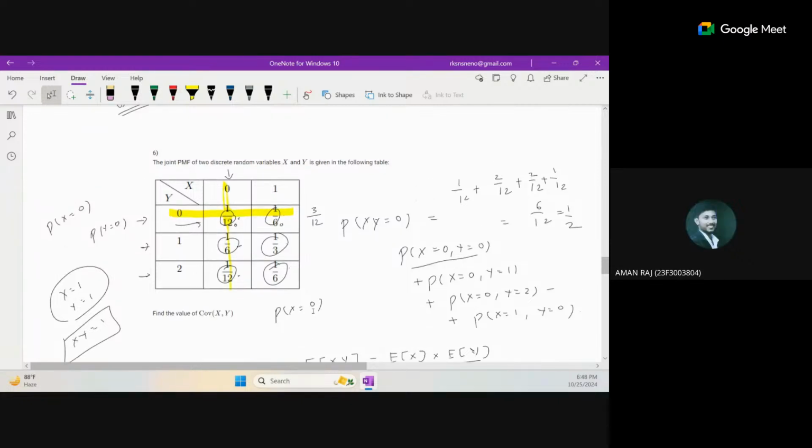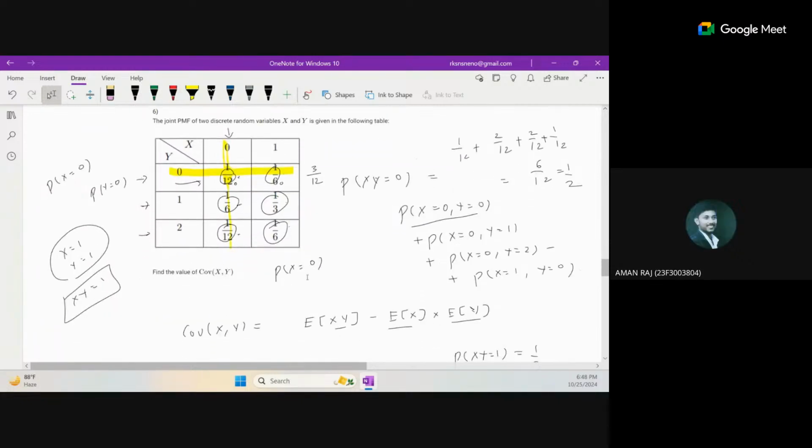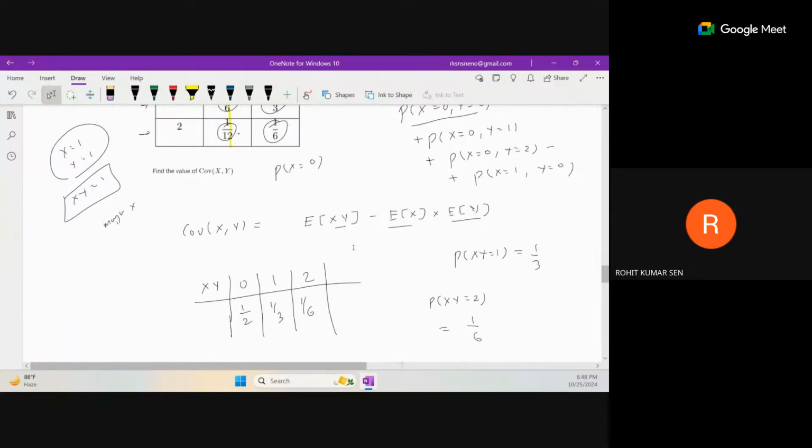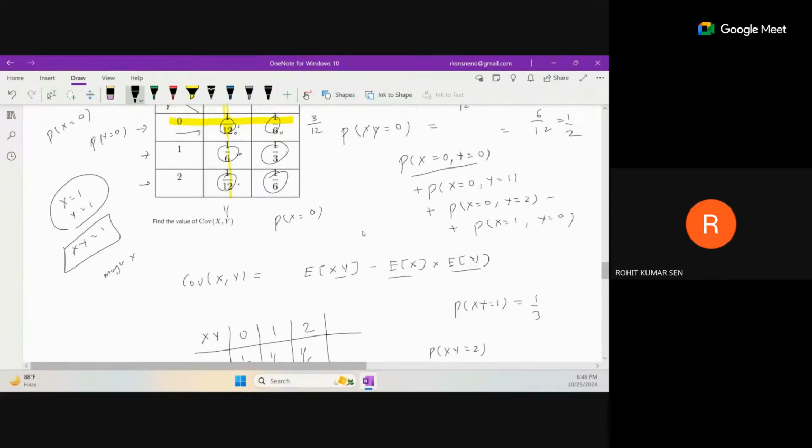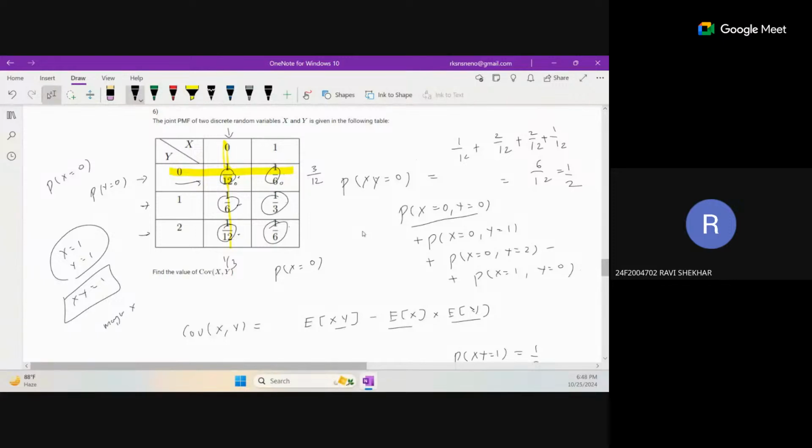So could you show how to check this independent thing? So if the question asks you if they are independent or not, you will check the marginal into marginal. 3 by 12. What is this? Y is equal to 0, x is equal to 0. 1 by 3, 1 by 3. Right? And 1 by 3 into 2 by 3, it is going to be 2 by 9. It is going to be 1 by 12.